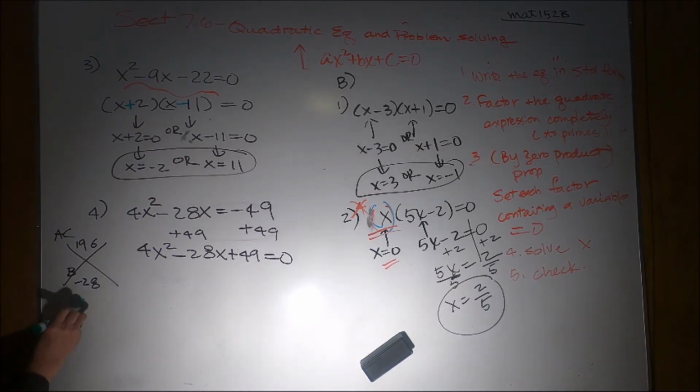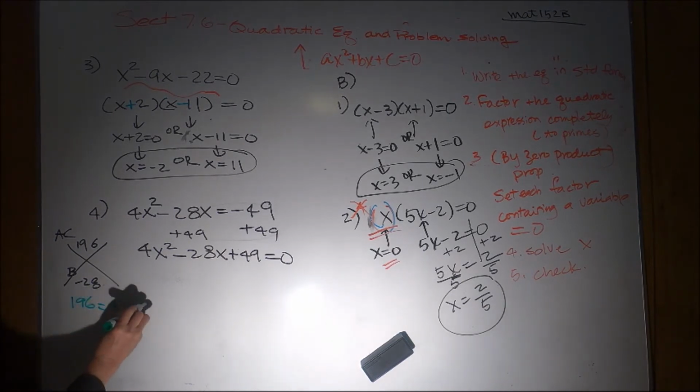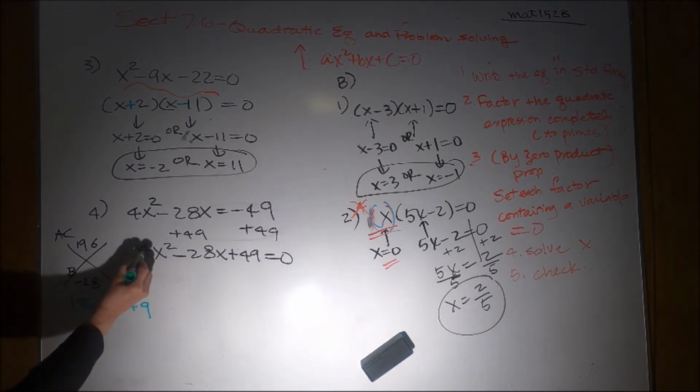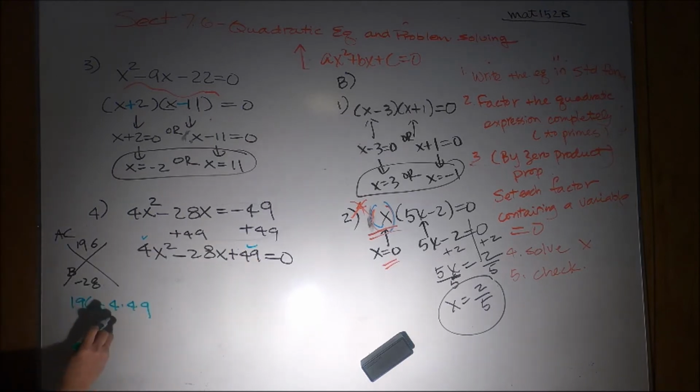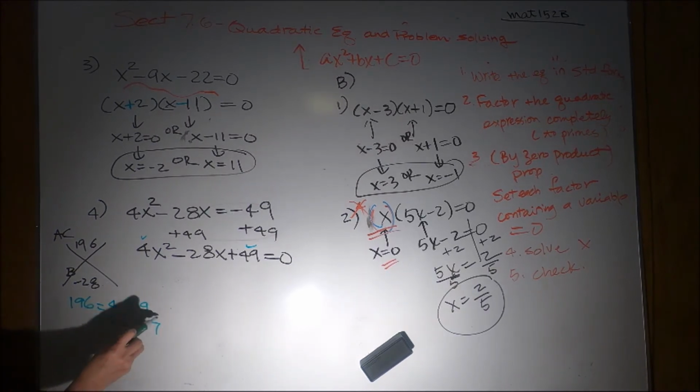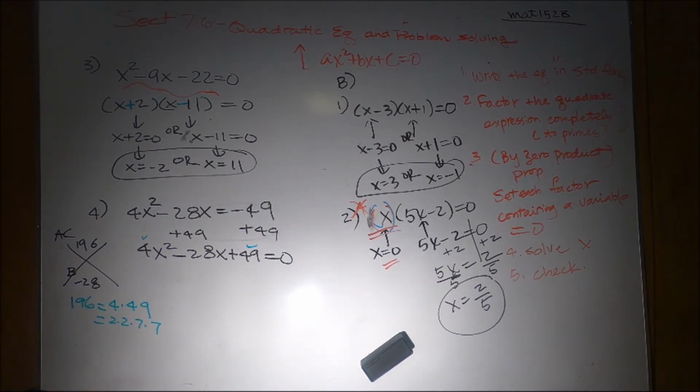Take a look, 196. 196 is what? You do your tree, 4 times 49. That's where we get it, right? So 2 times 2 times 7 times 7. Do your trees. Then we need to separate these into 2 parts. When we add them together, it will be what? Negative 28. Can you see it? Not the 49 and 4, you cannot make 28.